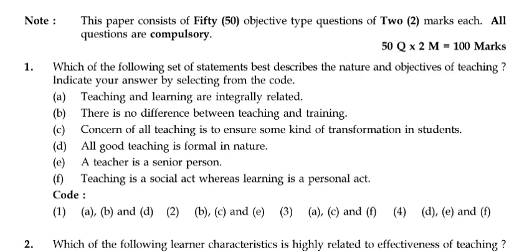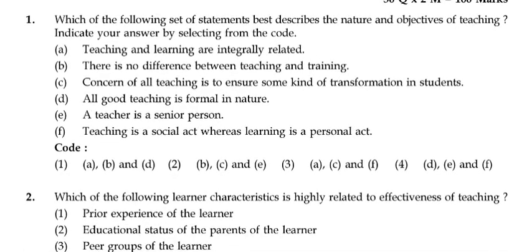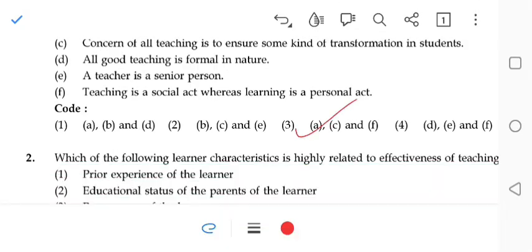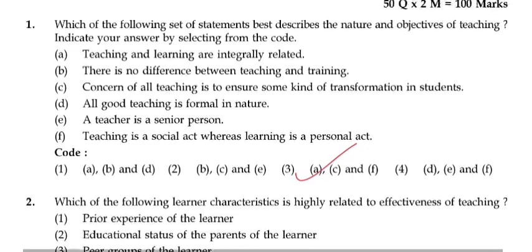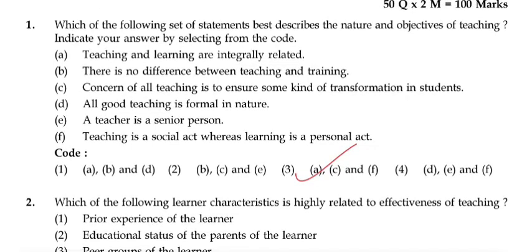I have finished reading the question and the options. Now we have to choose the correct MCQ option. A, B, D; B, C, E; A, C, F; D, E, F. What will be the correct option? Correct option will be number A is correct, number C is correct, and number F is correct. Let me read it for you. Number A was teaching and learning are integrally related. C, concern of all teaching is to ensure some kind of transformation in students. F, teaching is a social act, whereas learning is a personal act.